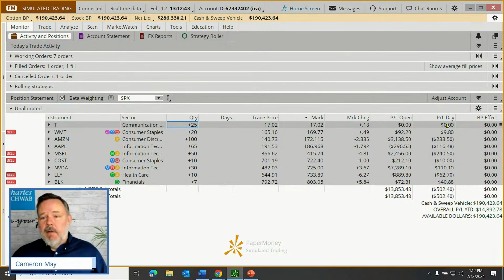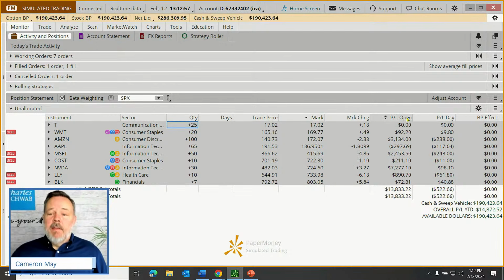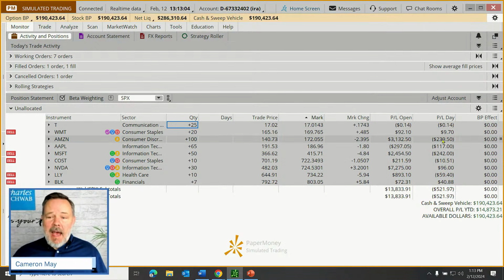today? Well, we're at break even because the market price is at $17.02. And you can see the PL day right at break even, switching between maybe zero and a few pennies. Now, to the left here is the PL open. In other words, how much we made since we opened a position. Well, these are going to be the same on the first day. After that, we might see different numbers.